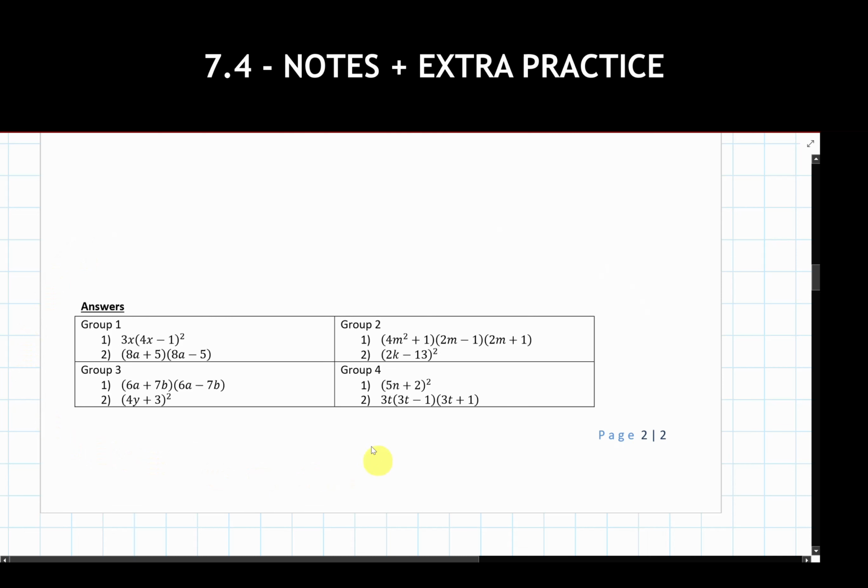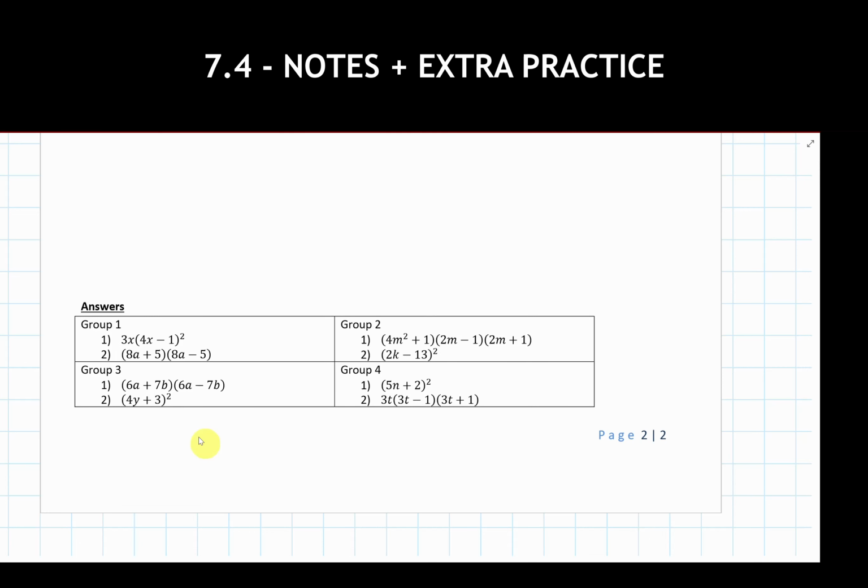Remember, always start with looking at group 1 here. First problem, is there a greatest common factor that I can factor out from every single term in the original polynomial? If there is, start with doing that, because that could make the rest of the problem way easier or way harder if you do or don't do that accordingly.